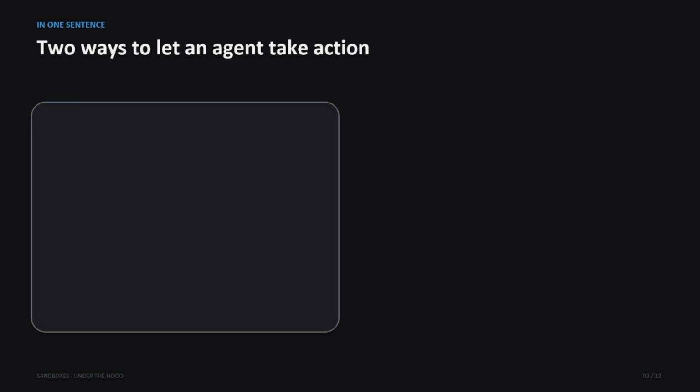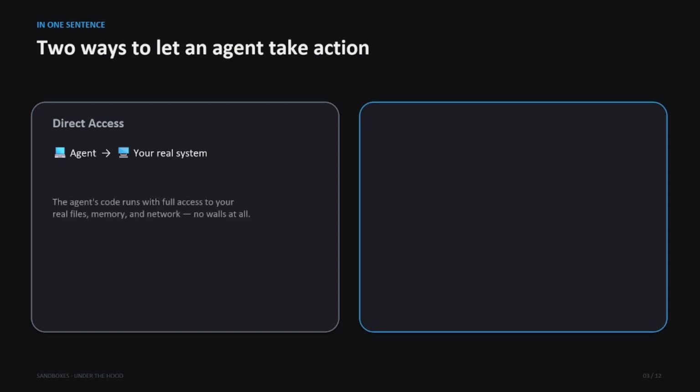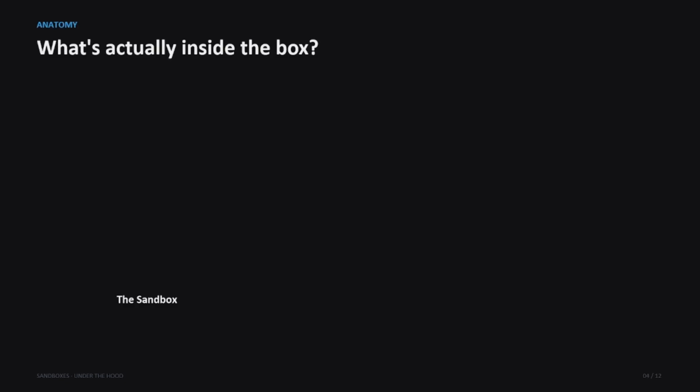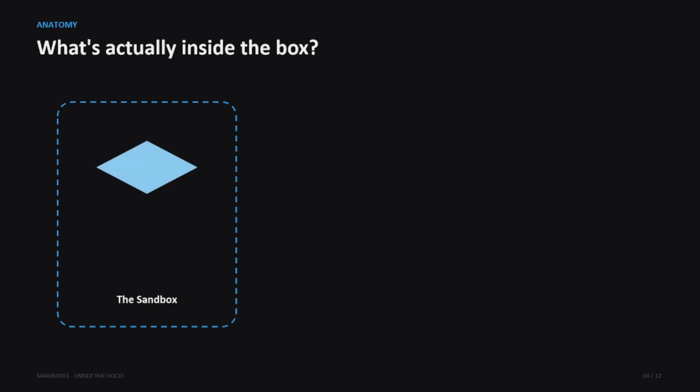Direct access means the agent's code runs with full access to your real files, memory, and network. No walls at all. A sandbox is different. The agent runs inside its own throwaway copy of a system, with real limits on what it can touch or reach, and then it's thrown away. Let's open up the box and see what's inside.